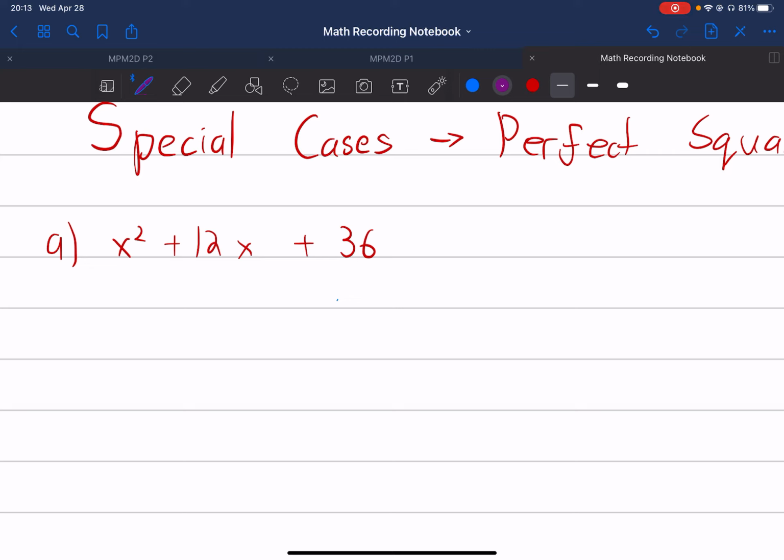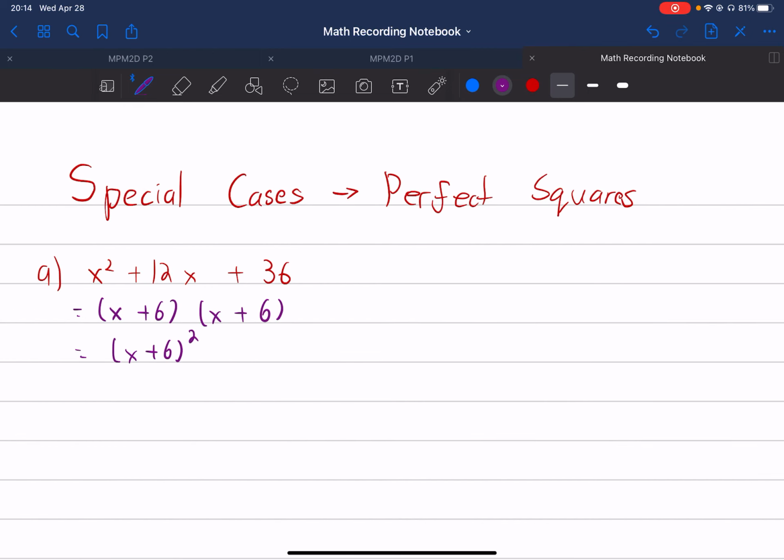So if I'm looking at this one right here, I can see that the square root of x squared is x, and the square root of 36 is 6. And if I do 6 plus 6, that gives me the 12. So I can rewrite this and open up my brackets to having x plus 6, x plus 6, which I can rewrite as x plus 6 squared. This is why it's called a perfect square, because you can just bring them together and square it.